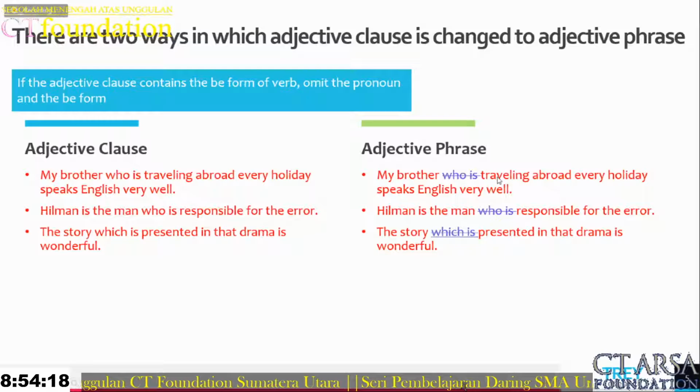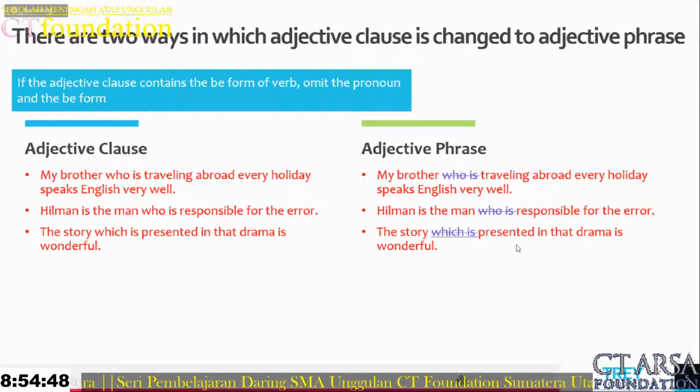Yeah, this is present participle. So who and is are dropped, taken out. So Hilman is the man who is responsible for the error. When the sentence drops the relative pronoun and be, the adjective phrase consists of a noun phrase. Adjective and noun. Okay.